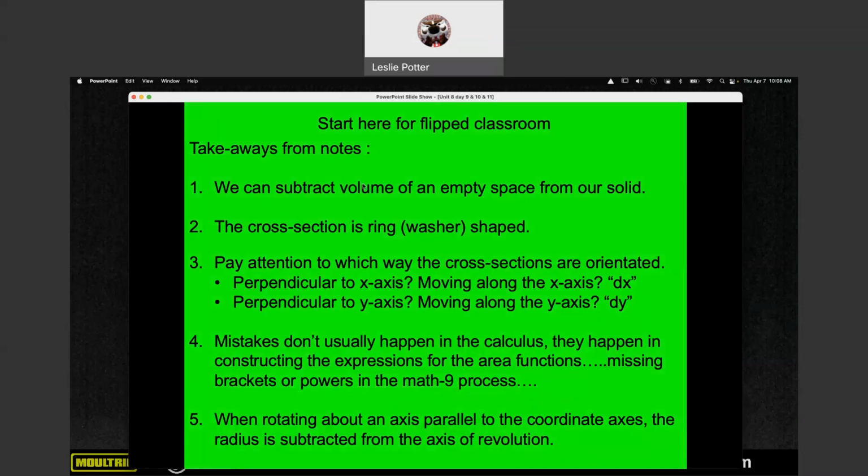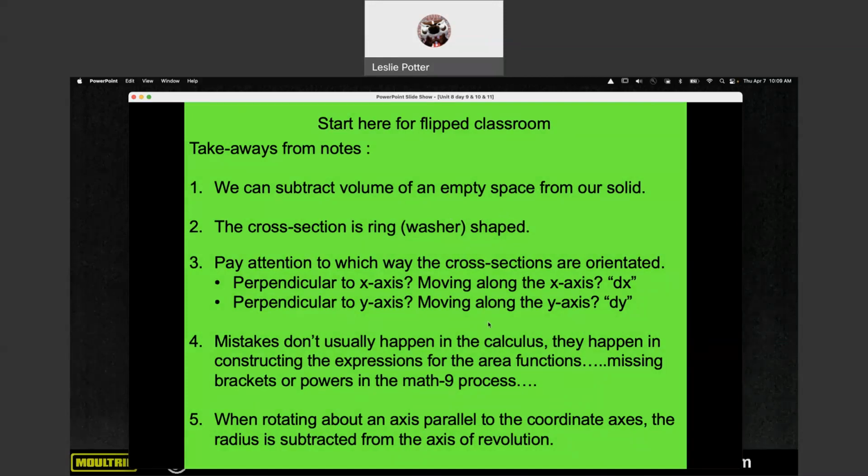So we're subtracting the volume of an empty space from our solid, so that the cross section now is washer or donut shaped. It's got a hole through the center. Looks like a ring. And then the same old things apply.